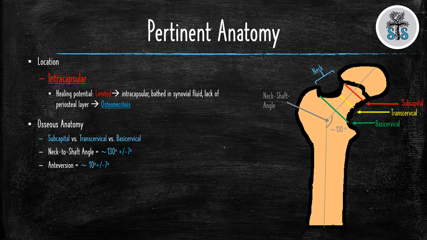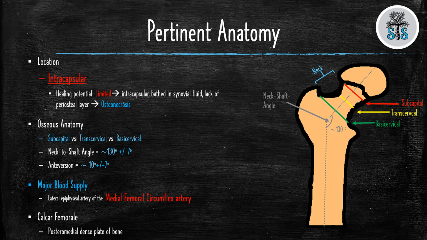Do you know what the major blood supply for the femoral head is? It's the medial femoral circumflex artery. That is a very high yield point and will be asked about on every single rotation you go on, I guarantee it. And know what the calcar is. It's the posteromedial dense plate of bone.